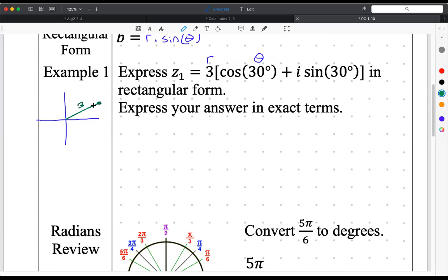So hopefully we'll get in the habit of, every single time I see either a polar form or a rectangular form, I should be able to tell roughly, definitely what quadrant it is in, and then where within that quadrant it is. So I'll go ahead and mark our diagram. This is a 30-degree angle and has a modulus of 3.